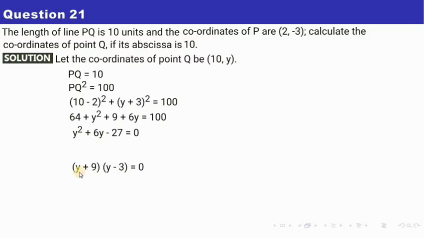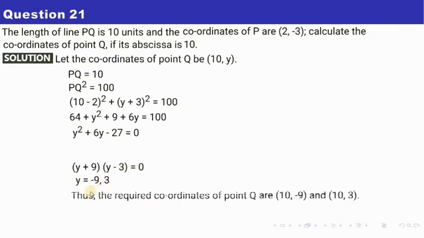So either y plus 9 has to be 0 or y minus 3 has to be 0. If y plus 9 equals 0, then y equals minus 9. And from y minus 3 equals 0, y equals 3. So the values for y are minus 9 and 3. Therefore the coordinate of Q will be 10, minus 9 for one value of y, and for the other y, which is 3, the other coordinate will be 10, 3. All right, you may pause the video to note this down.